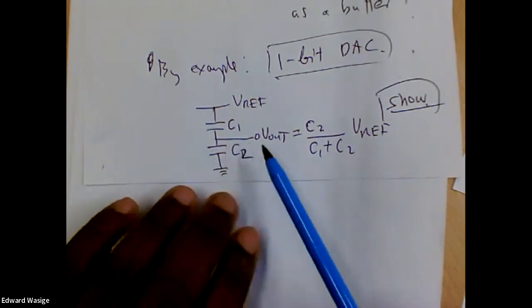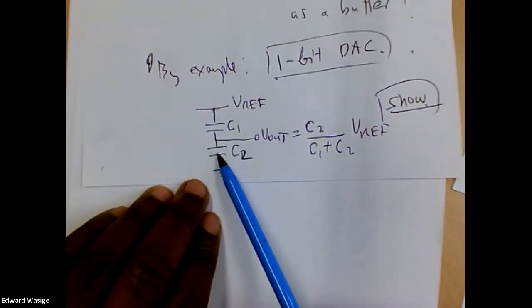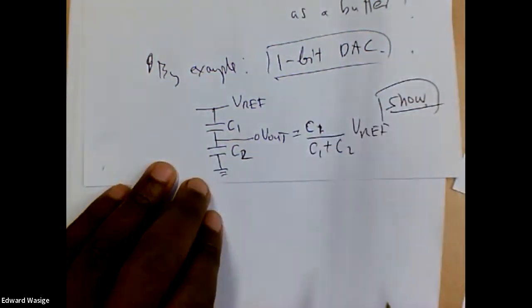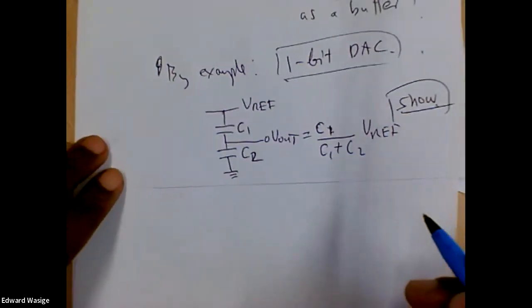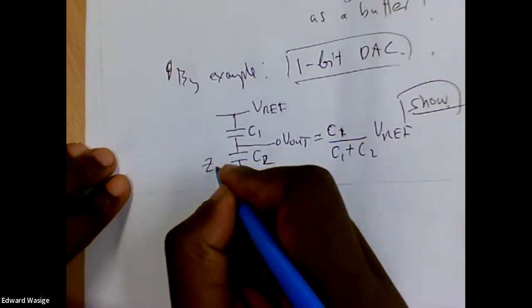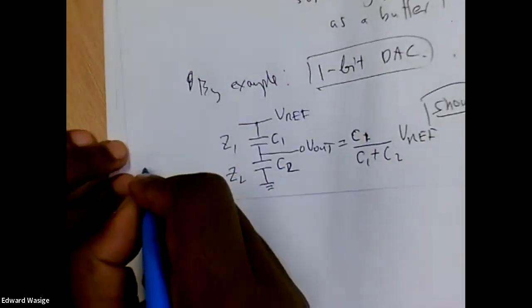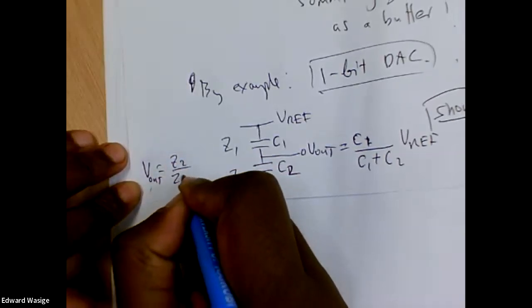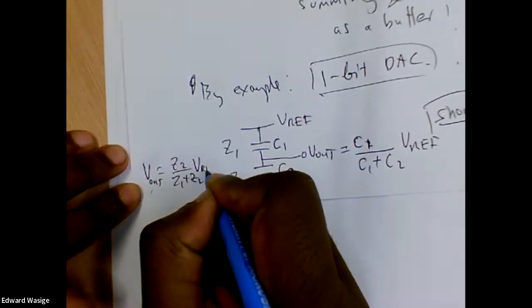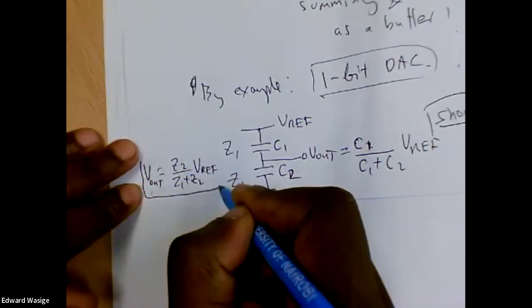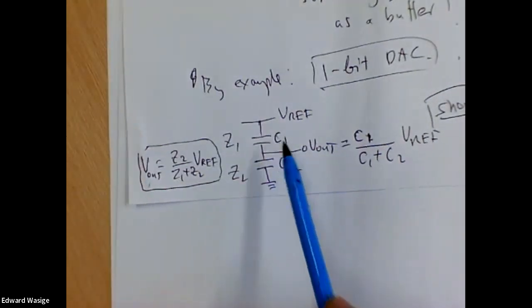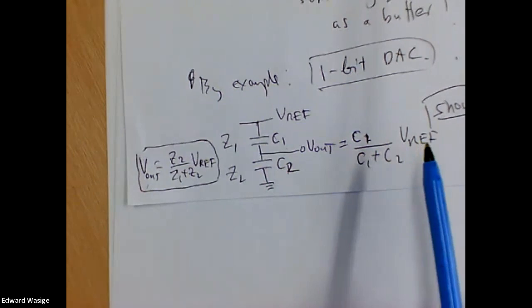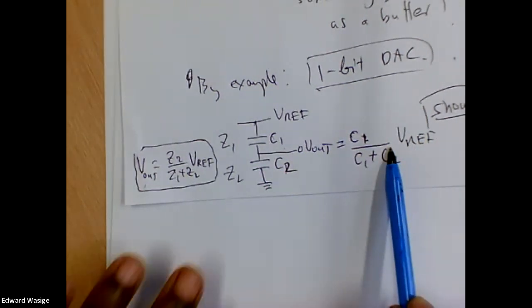Show that Vout, if you consider these as impedances, is equal to C1 over C1 plus C2 times Vref. If this is Z2 and this is Z1, what you know is that Vout is equal to Z2 over Z1 plus Z2 times Vref. All of us should know that. And if you put in the expressions for capacitors, this expression simplifies into that expression.